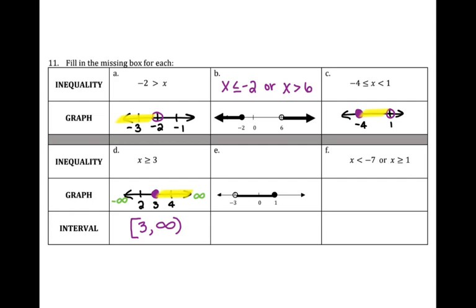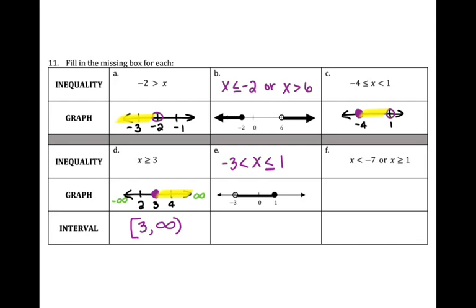For letter E, my x is in between 1 and negative 3. Negative 3 was an open circle, so we'll leave that as a less than. Positive 1 was a closed circle, so we're going to change that to an or equal to.